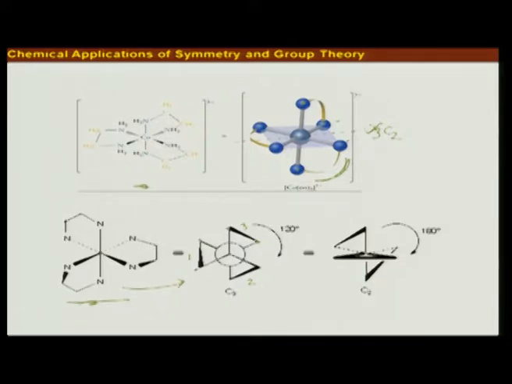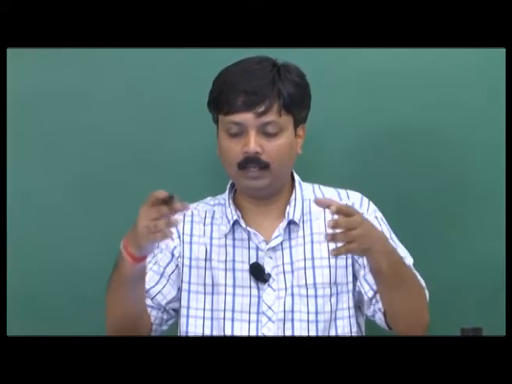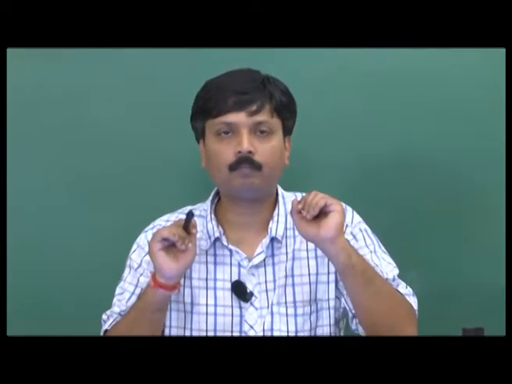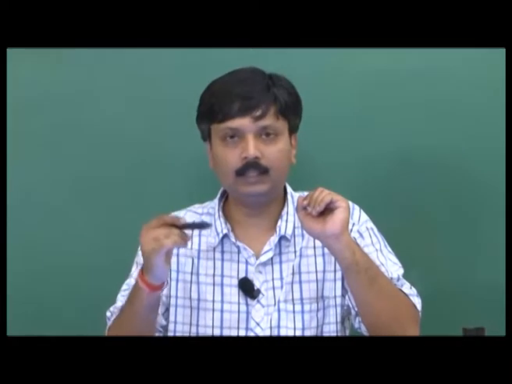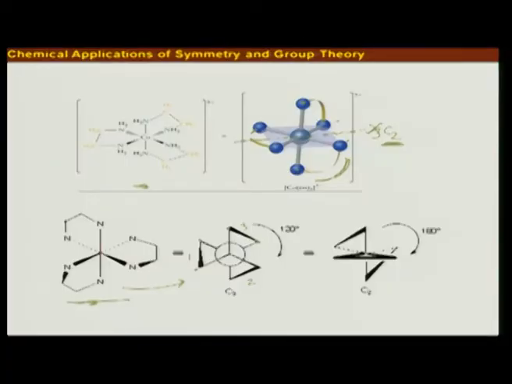Very well. Now I got these 3 C2s earlier, right? By finding an axis which will go through this equatorial plane, and it will bisect the angle that the 2 amines of one ethylene diamine form at the cobalt. So that is the C2. So we got 3 such C2s.